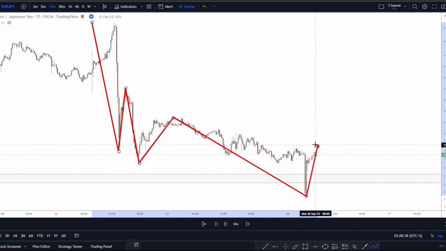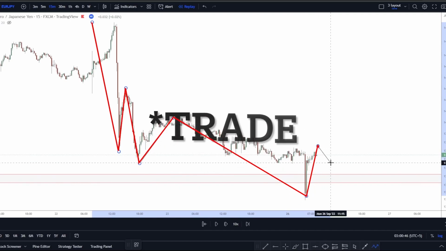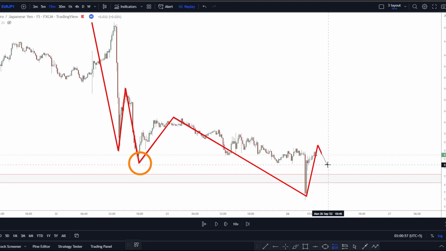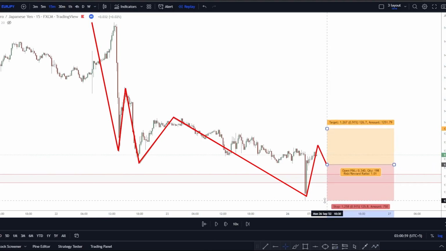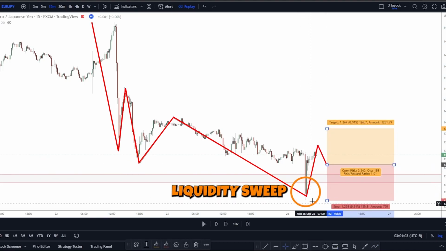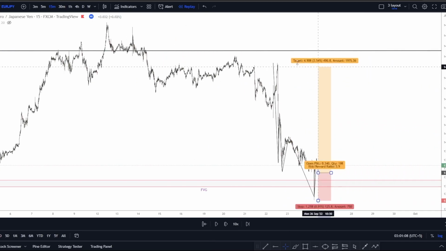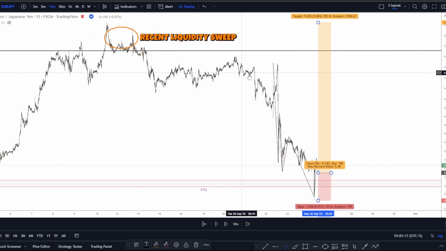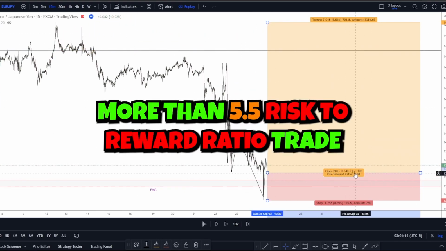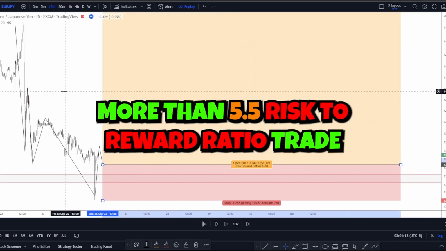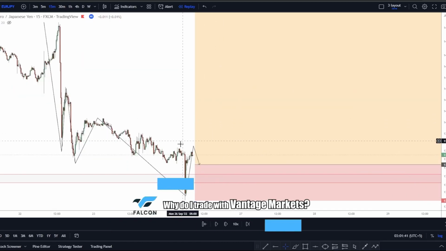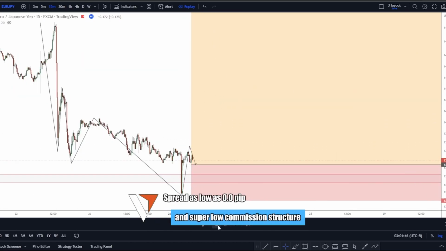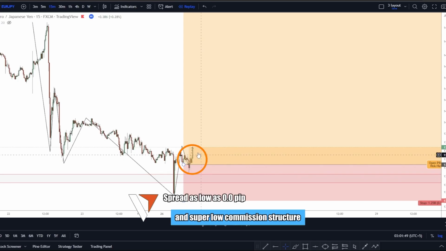So after the sellers have taken out a lot of liquidity at this fair value gap, we just need to place our target at this low of the leg A, which is right here. We can place our stops lower than this liquidity sweep, and we are going to put our target at this high area from where we made a recent liquidity sweep on the daily time frame, and it is going to be more than a 5.5 risk to reward ratio trade. So now let's find out how this trade will play out. Our entry has been executed.